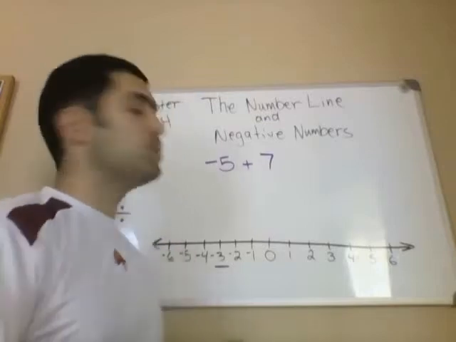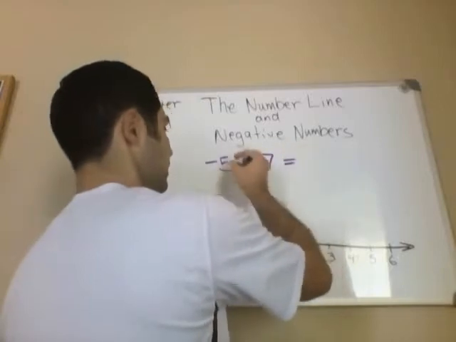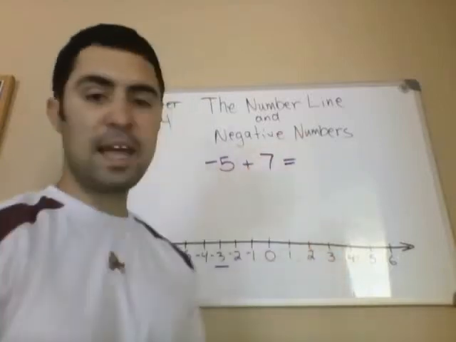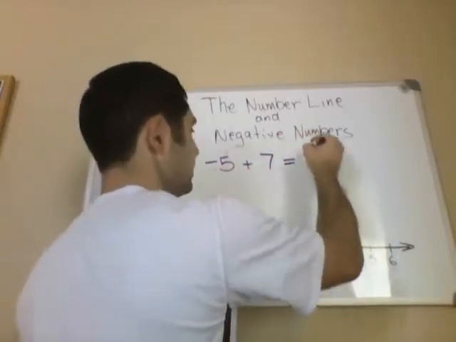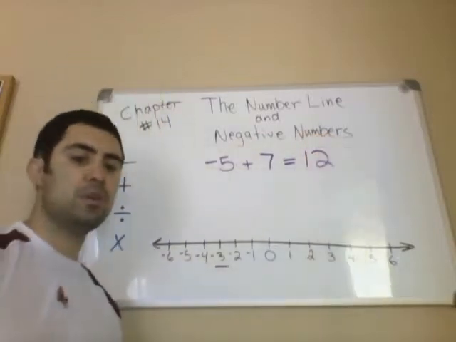Alright, I'm going to go ahead and make a mistake on this one. And you guys tell me what I do wrong. 5. Oh, it's an addition. I get to add. Okay, so 5 plus 7 is 12. What did I do wrong?